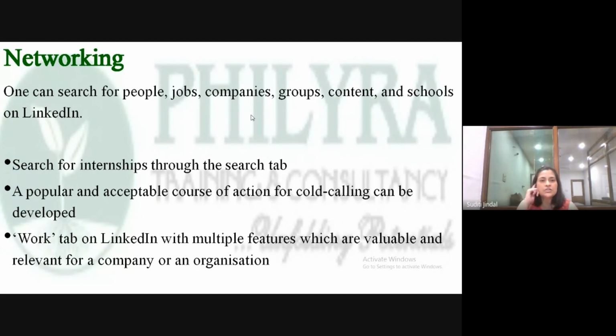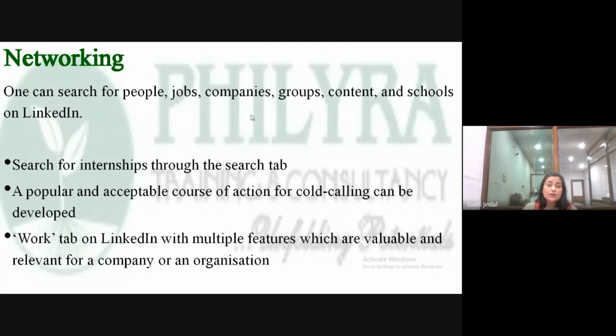Then on the search tab, you can actually look for 6 things. You can look for people, jobs, companies, groups. You join groups of the same target market, same interest people. You can look for content, and you can look for schools on LinkedIn. You can look for internships. Guide your students to look for internships on LinkedIn. Many of our students have got better internships on LinkedIn than on Internshala and other private internship portals, which are available free of cost on LinkedIn, on Google.